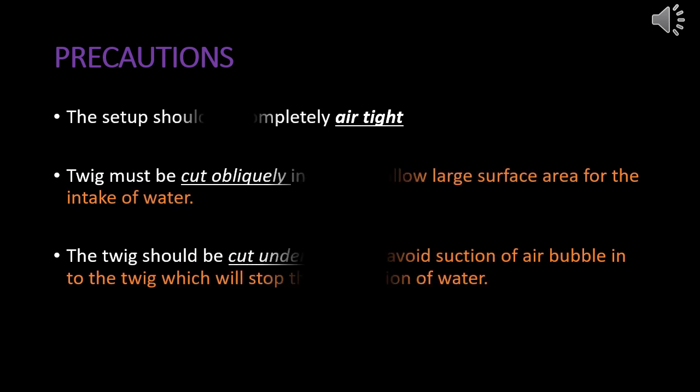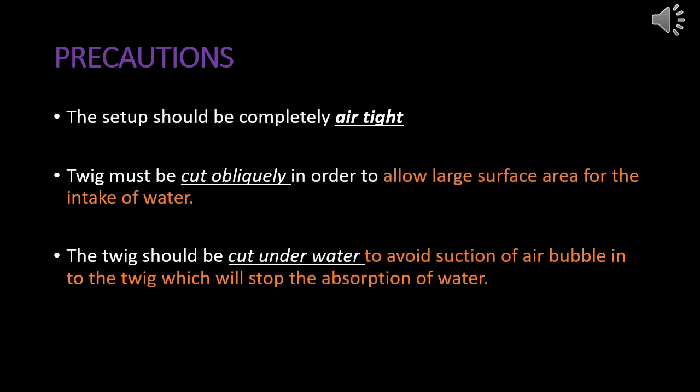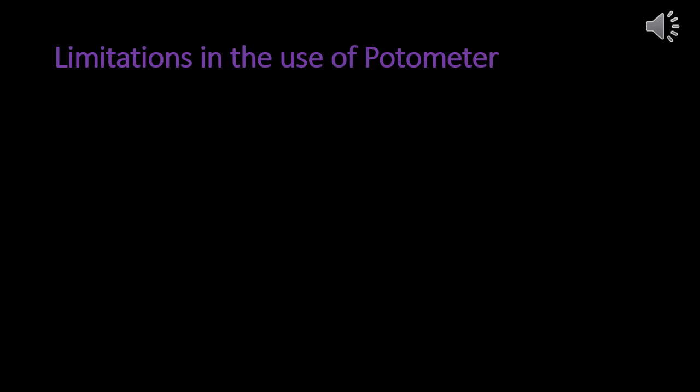Precautions to be taken while using a potometer to measure the rate of transpiration. The setup should be completely airtight. The tube must be cut obliquely in order to allow large surface area for the intake of water. The tube should be cut under water to avoid suction of air bubble into the tube, which will stop the absorption of water. Here are the limitations in the use of potometer.